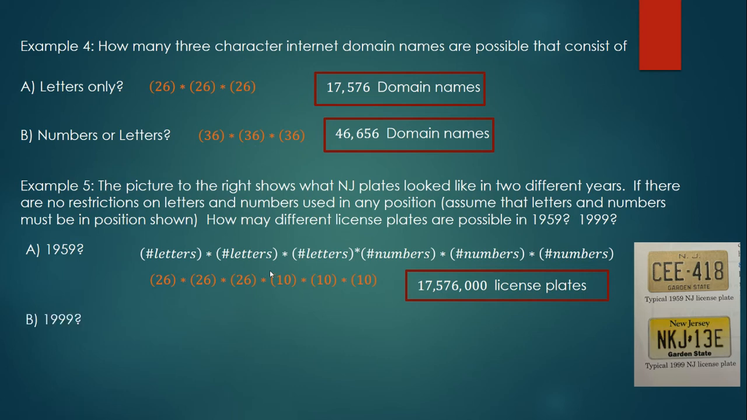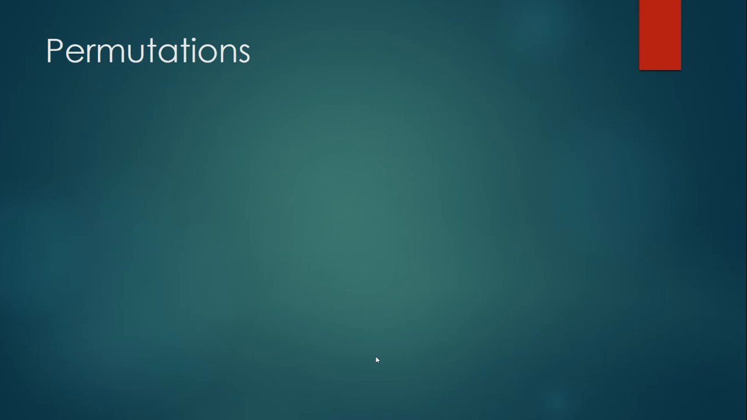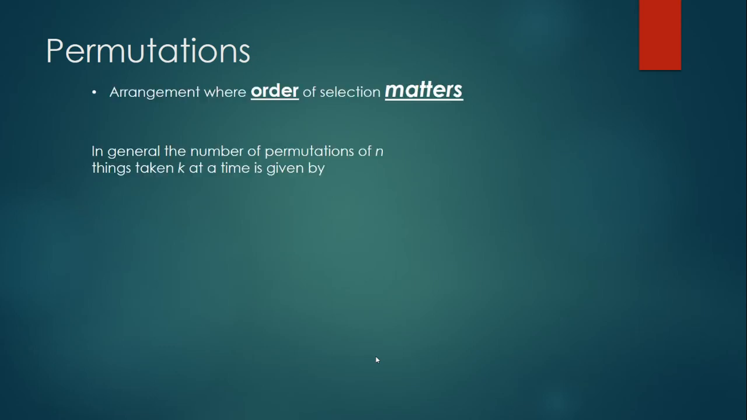17,576,000 license plates. In 1999, so I still have letter, letter, letter, number, number, but the last one is now a letter. So we still have letters times letters times letters, and then there's numbers, numbers, and then a letter. So that's 26 times 26 times 26 times 10 times 10 times 26, which will increase the number of license plates to 45,697,600 license plates.